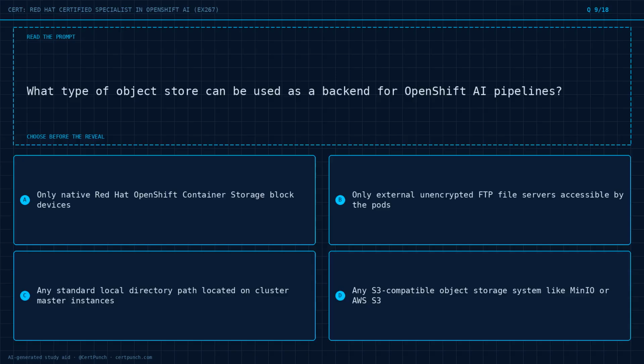Halfway point. Check your score, reset your focus, and treat the next question as a fresh start. Question 9 of 18. What type of object store can be used as a backend for OpenShift AI pipelines?